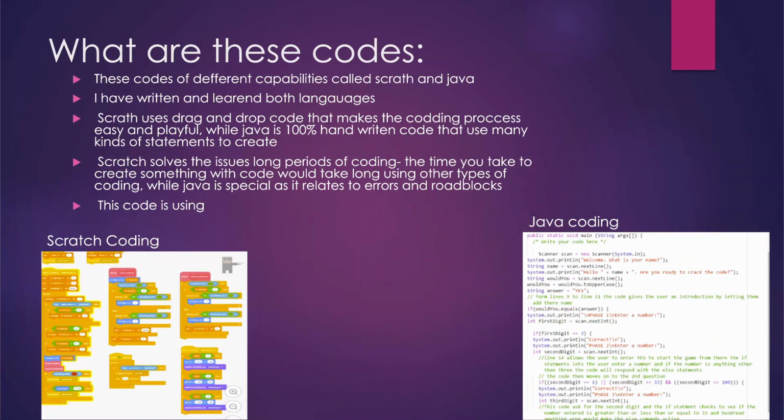So what are these codes? They're different capable codes of Scratch and Java. On the left you have the Scratch coding, on the right you have the Java coding. What Scratch coding lets you do is use drag and drop, so it makes the process easy and even playful at times.